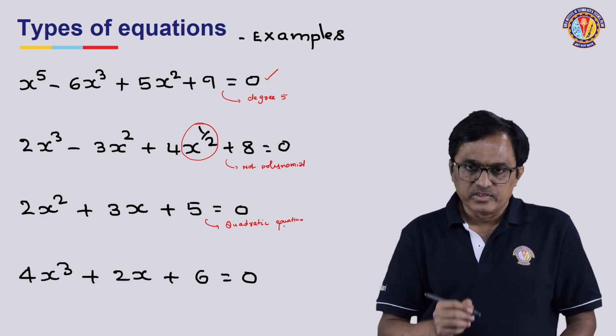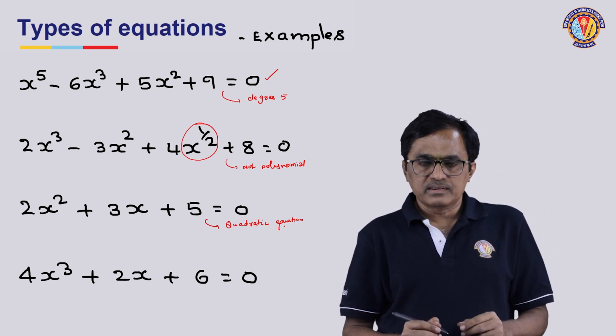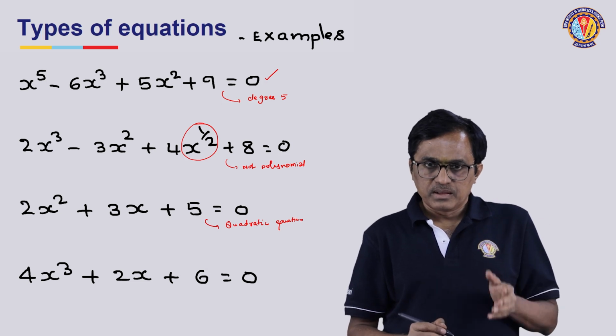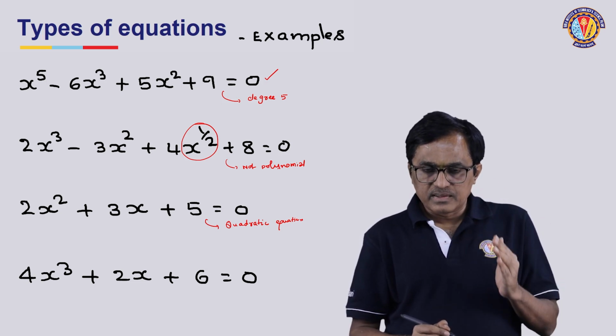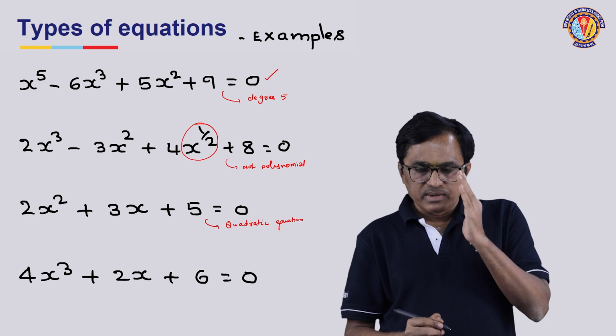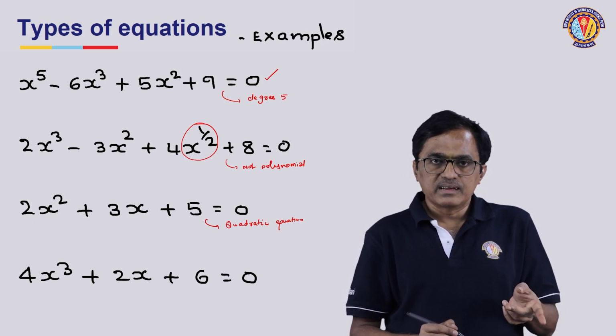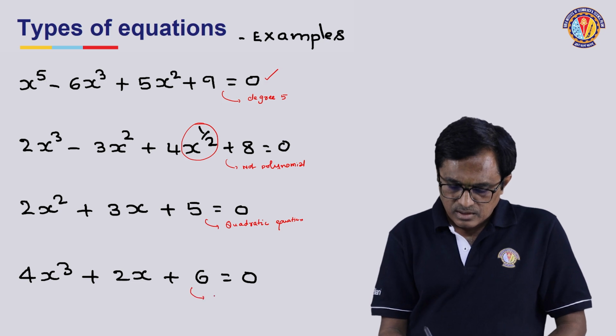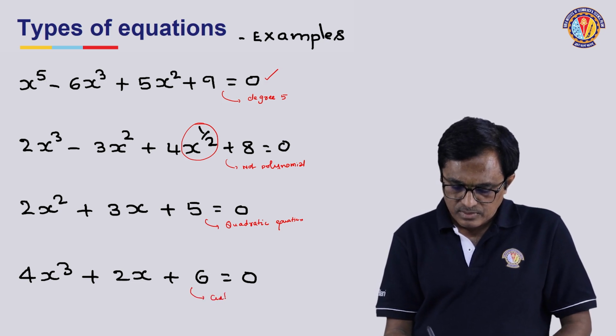Next, the last one, if we take, is it a polynomial equation? x cube is there. The x square term is missing, that is 0x square. Then 2x and 6. So it is a polynomial equation. If so, what is the degree? The highest degree is 3, right? Then we call this a cubic equation.